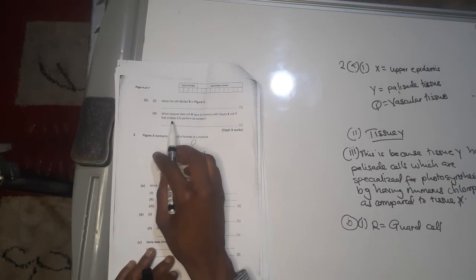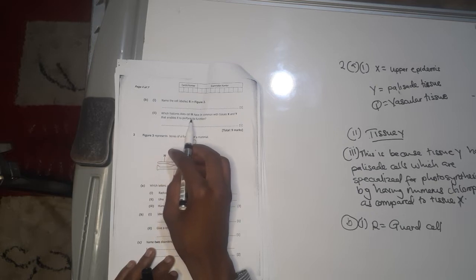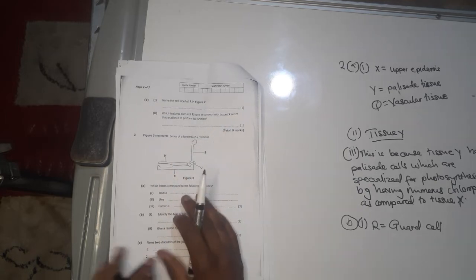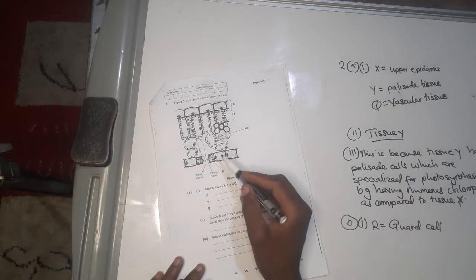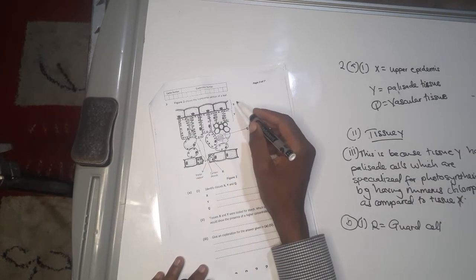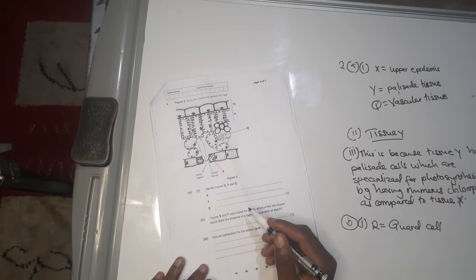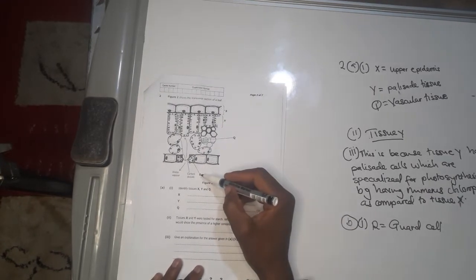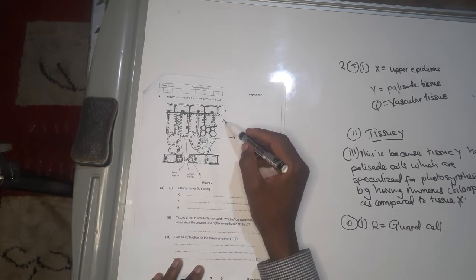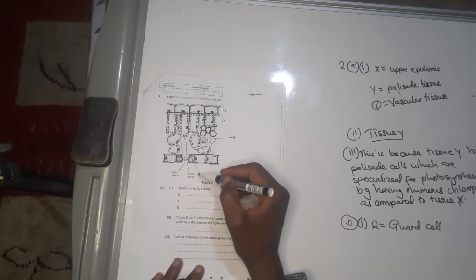Then Roman numeral 2, which features does cell R have in common with tissue X and Y? So that enables it to perform its function. So if you compare the cell labeled R and the tissue X and Y, they want us to find out the feature which is in common between cell R and tissue X and Y, which enables this cell to carry out its function.